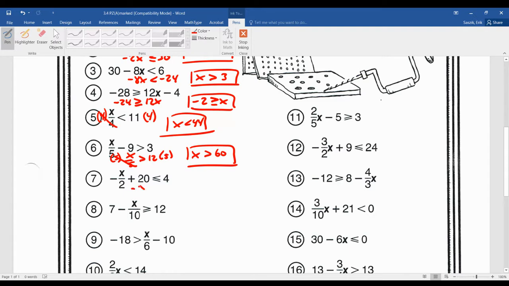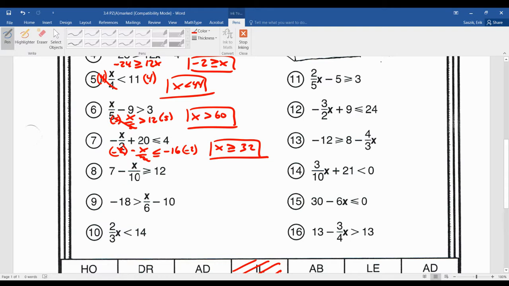Move the 20 over by subtracting. That would become -16. Now I'm going to kill 2 birds with 1 stone. I'm going to multiply by -2. So this negative times a negative makes it positive. That's good. And these 2's cancel. But remember, I now have positive x, but I multiplied by a negative, so that direction must switch. And -16 times -2 is +32.